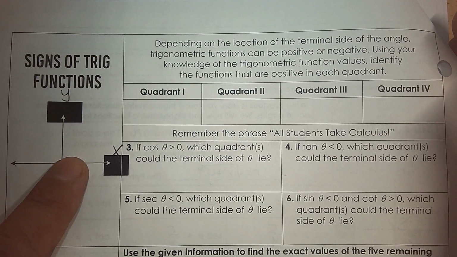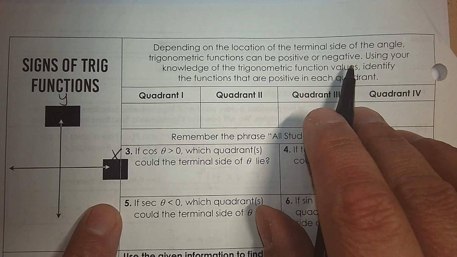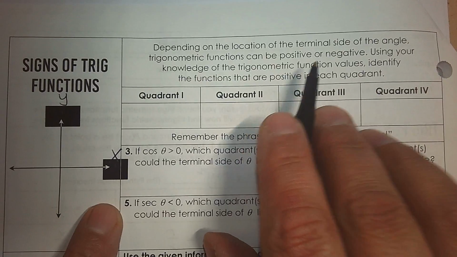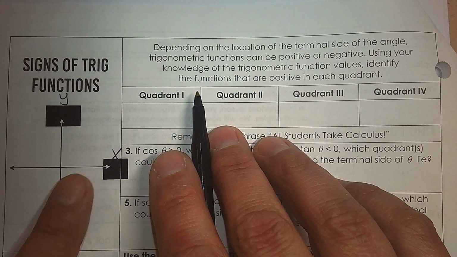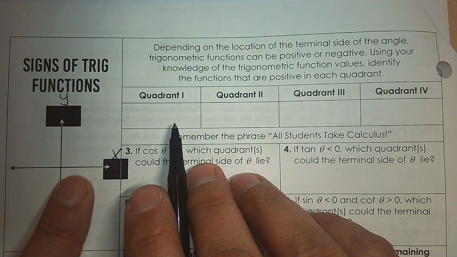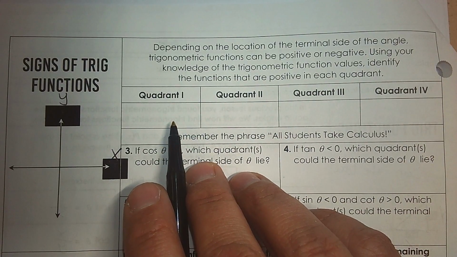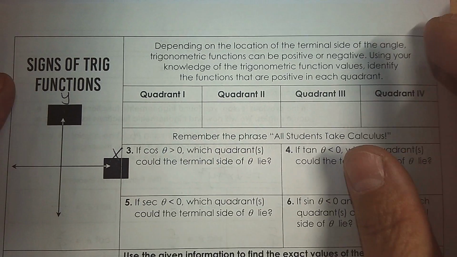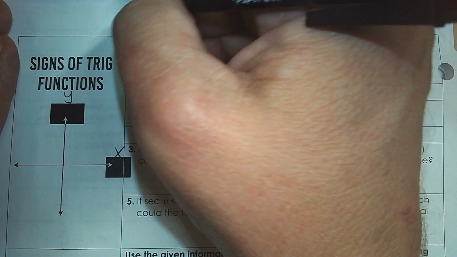Depending on the location of the terminal side of the angle, trig functions can be positive or negative. Using your knowledge of trig function values, identify the functions that are positive in each quadrant. So, if we have this understanding of SOHCAHTOA, that we've changed it now.